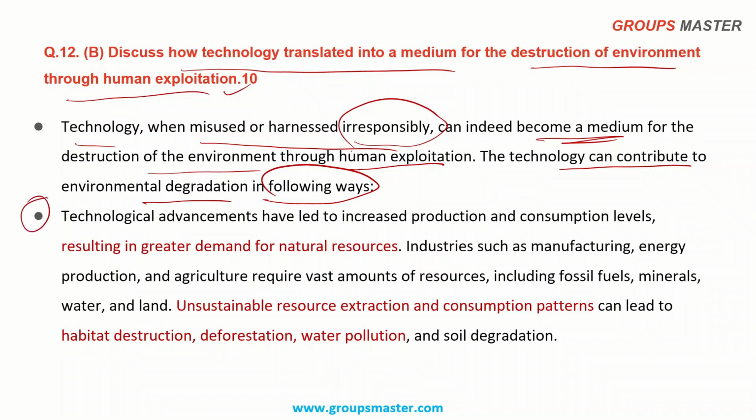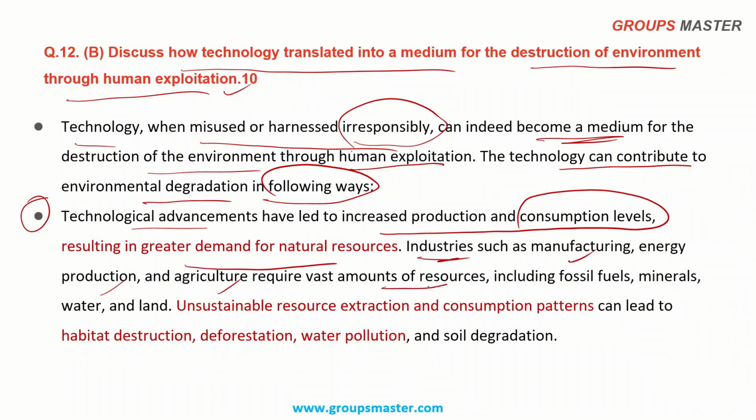The first dimension is technological advancements led to increased production and consumption levels, resulting in the greater demand for the natural resources. So the industries like manufacturing industry, energy production industry, and agriculture require vast amounts of resources, including fossil fuels, minerals, water, and land. So the unsustainable resource extraction and consumption patterns are leading to the habitat destruction, deforestation, water pollution, and soil degradation in the environment. So in this way, technological advancements are degrading the environment.